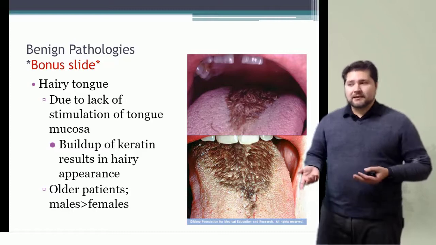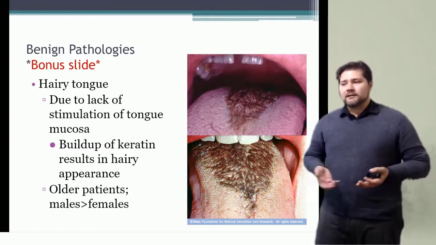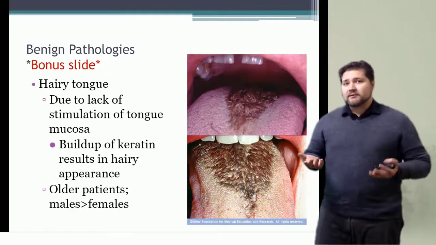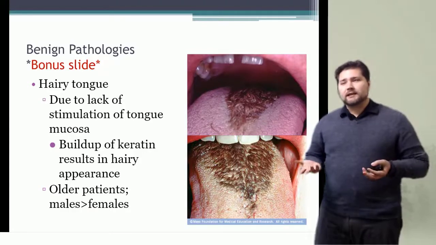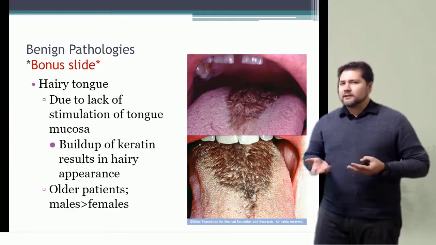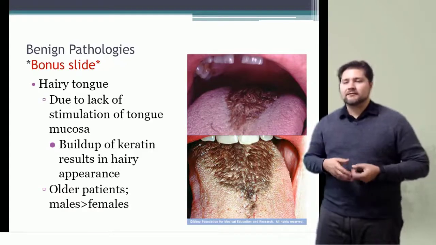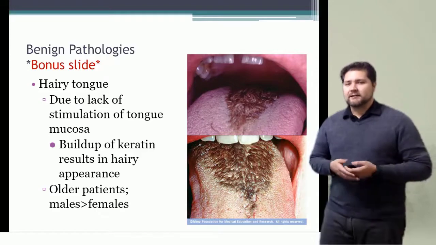So what does that mean? Well, if you're not really eating too much, you get a buildup of this keratin, and it results in this hairy deposition. So do your part to prevent hairy tongue by making sure you're eating often. And make sure you're eating good stuff too. Chips are pretty good because they'll probably help scrape that stuff off. So you got my blessing on that one.